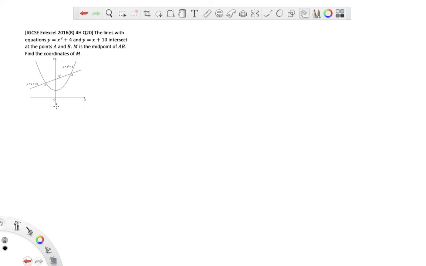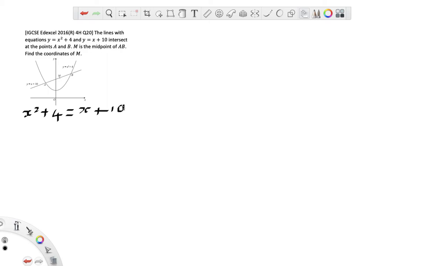Okay, so the first thing that we need to do is we need to find the points of intersection, so A and B. How are we going to do that? Well, by solving the equations simultaneously. So we can jump straight in. So we've got y is equal to x squared plus 4 and y is equal to x plus 10. So we can just equate them because they're equal to y. So x squared plus 4, and we can equate that to x plus 10.